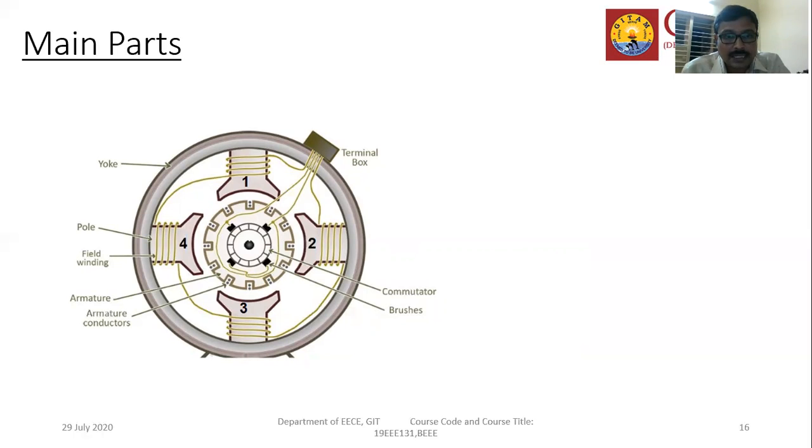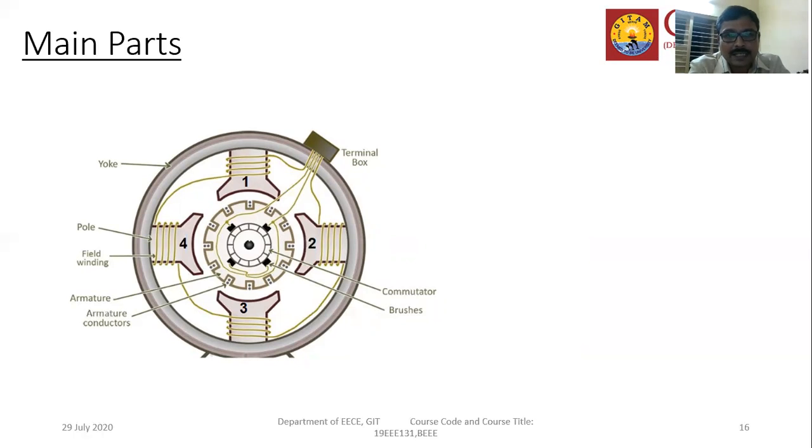The inner circle, right, that is the armature. You can observe small dips in the circle of this inner circle, right? Those are called slots. Slots are for placing the conductors of the armature, right? They are all connected in different fashion so as to form a particular winding, right? And these 1, 2, 3, and 4 numbered parts are field poles. They are called poles or field poles. You can observe the winding over the field poles, right?